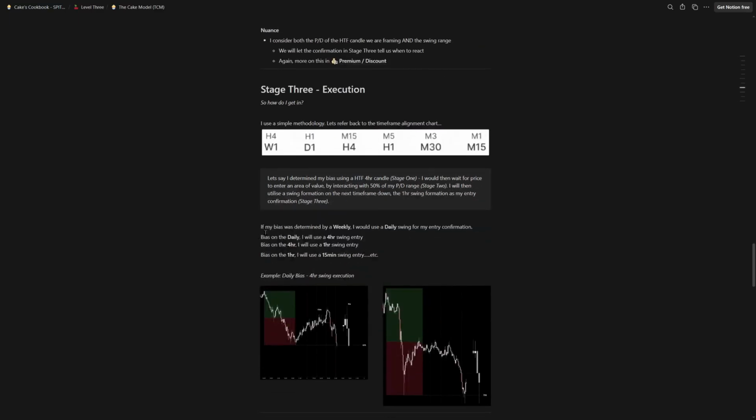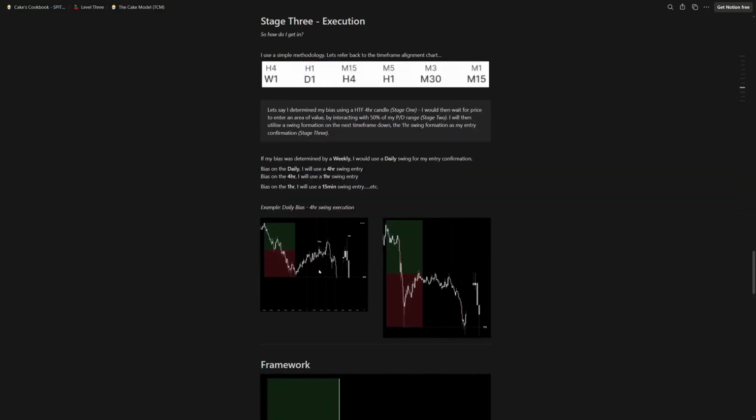If my bias was determined by a weekly, I would use a daily swing formation as my entry confirmation. If my bias was on the daily, I would use a 4-hour swing entry. If my bias was on the 4-hour, I would use the 1-hour swing entry. If my bias was on the 1-hour, I would use the 15-minute swing entry, etc., all the way down to the 5-minute and the 15-second. It doesn't matter. It's all the same.